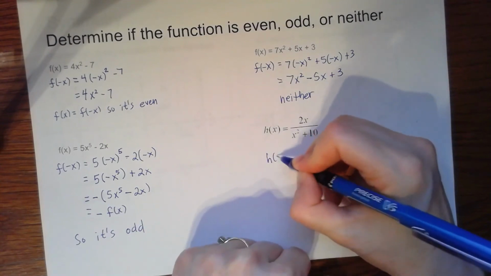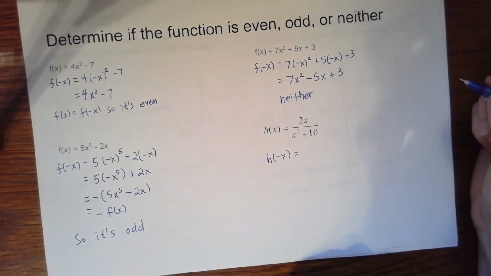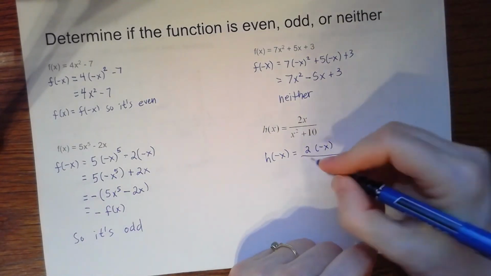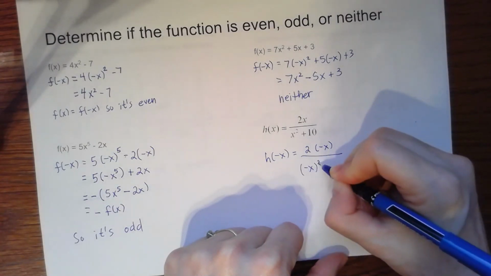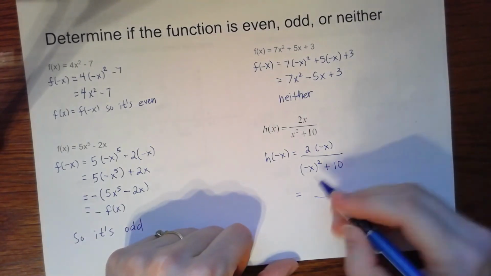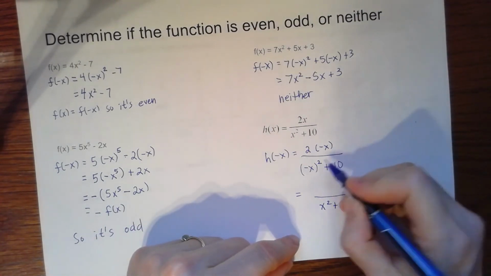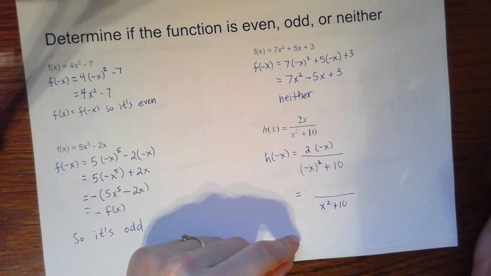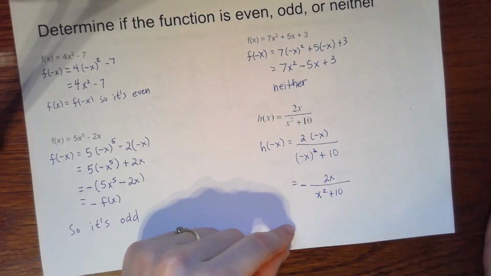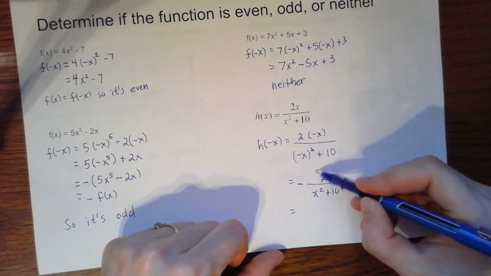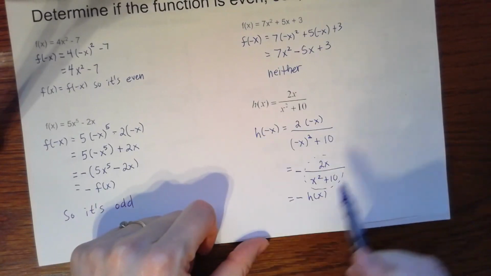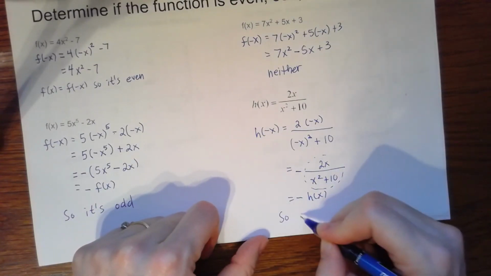Okay, let's try this last one. All right, so I would do 2 times negative x over negative x squared plus 10. Okay, I'm going to rewrite the denominator first. That's x squared plus 10. I've got an even power there, so that'll be positive. And then for this negative, this is going to be 2x, and I'm going to write the negative out front so it's really obvious. Okay, so this part of it is just h of x. So this is negative h of x. Since h of negative x equals negative h of x, this one is odd.